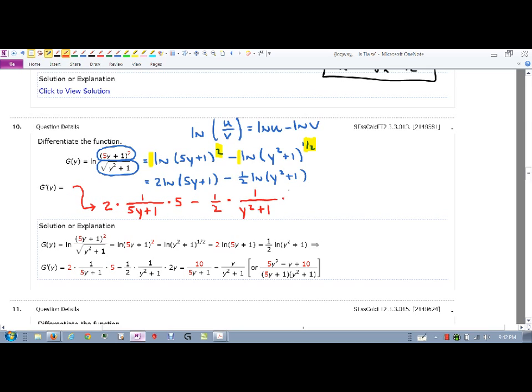And then times the derivative of what's in there. Derivative of y squared plus 1 is just 2y. And we can start to put this together. Let's see, the 2 here and the 5 here multiply to give me a 10. So I have 10 over 5y plus 1. And then over here, these 2's cancel. I have a minus. I have a y on top. I have y squared plus 1 on the bottom. So that's this.